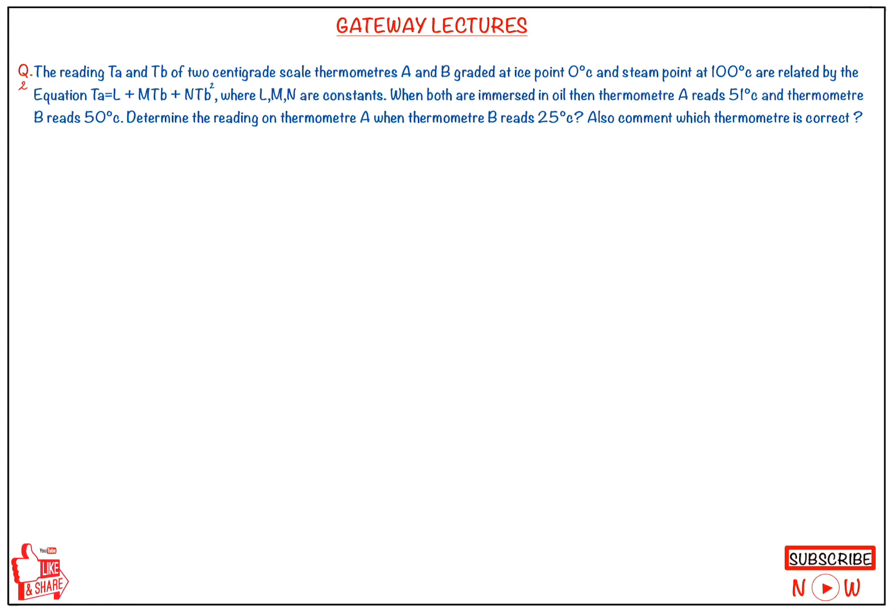For this type of thermometers, which were invented before 1954, we used to have two reference points. They are ice point and steam point, and the values are given as 0 degrees centigrade and 100 degrees centigrade. The two thermometers are related by an equation.